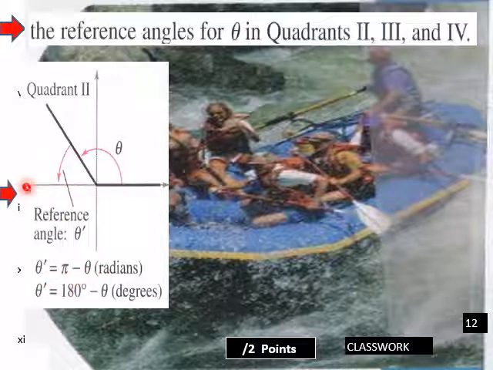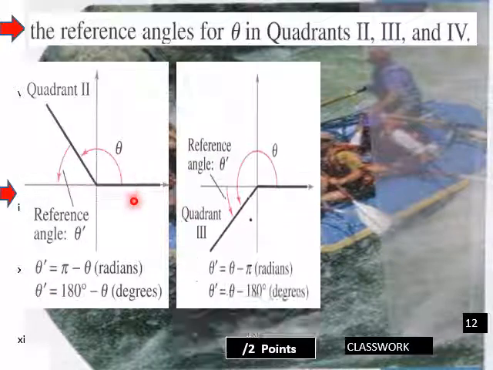So this would be pi over here, it would be pi minus theta here, which would give you your reference angle here. And theta prime would equal 180 minus theta. So 180 minus theta would give you your theta prime here.